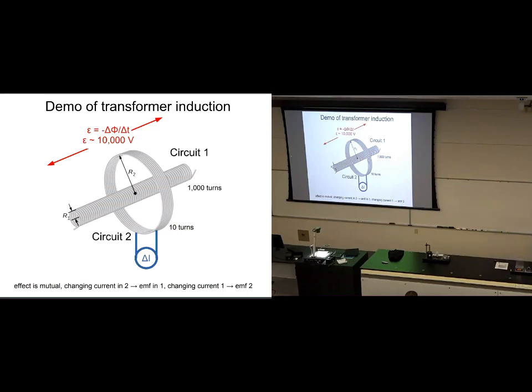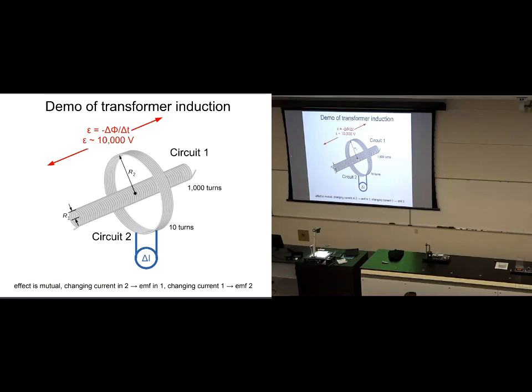Actually, what we're going to do is turn on a current in the larger diameter, smaller number of turns coil, and we're going to look for an induced EMF, an induced current in the solenoid. And these two horns, they kind of look to me like something out of a Frankenstein movie. They are connected to the two ends of the coil. And so they might show us if there's an induced EMF that's produced across the coil.